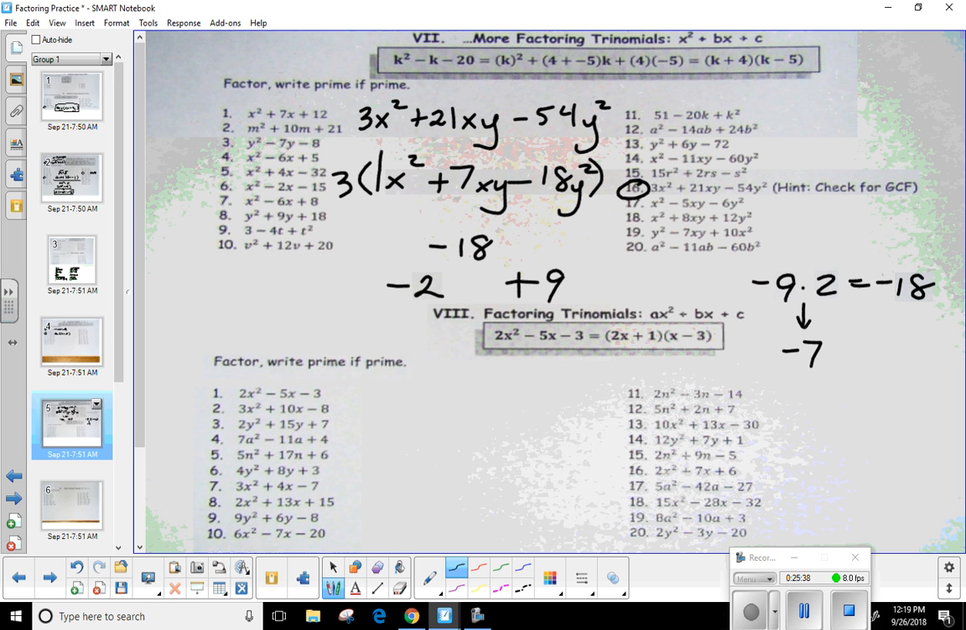So what am I going to divide by? 1. That's the new leading coefficient because remember, we already took care of the 3. We pulled him out as a GCF. We're just focused on what's left. So I'm going to divide by 1.